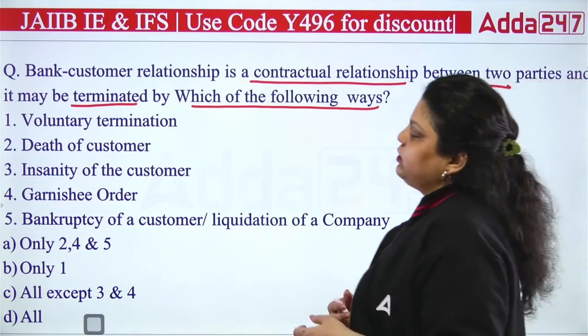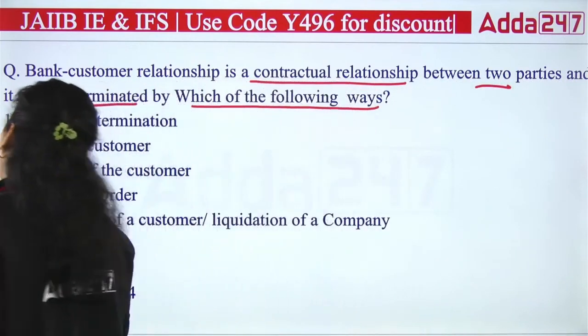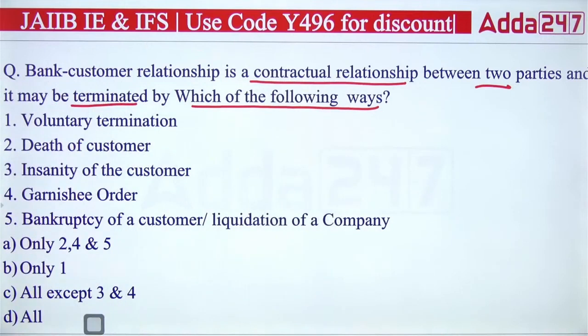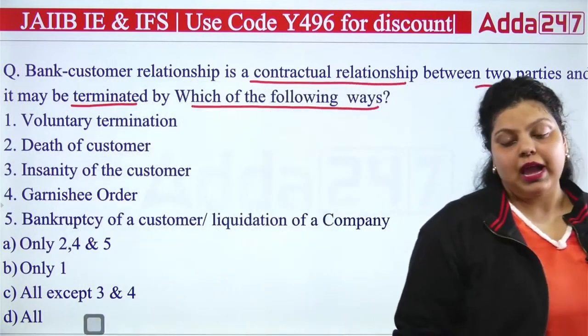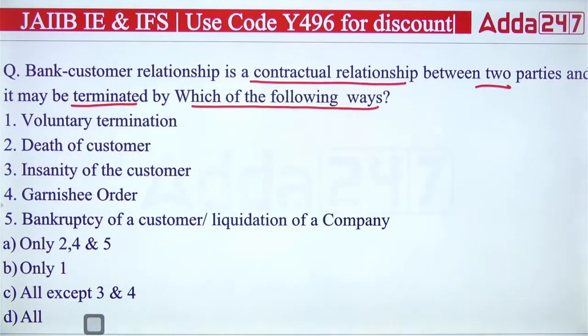Voluntary termination, death of customer, insanity of customer, garnish order, bankruptcy of a customer, liquidation of a company. So what do you think? Which of the following are the ways by which the relationship can be terminated of a bank and a customer? A, B, C or D? Which of the following is correct?